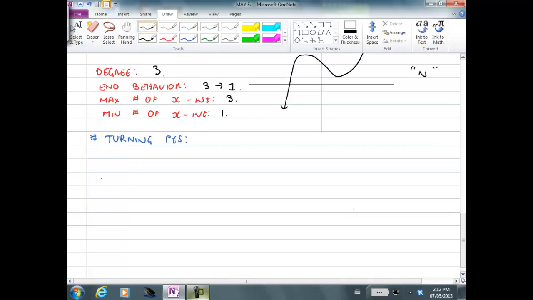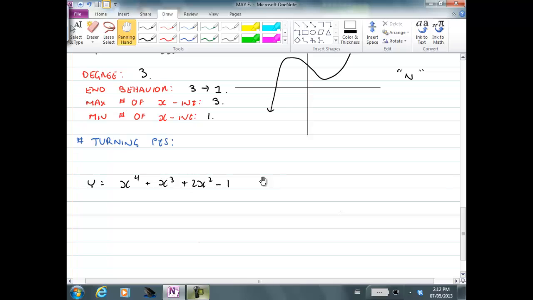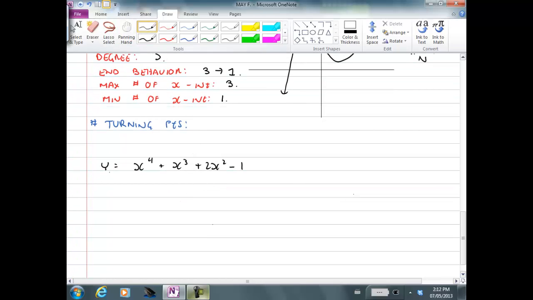Y equals x to the power 4 plus x cubed plus 2x squared minus 1. What shape is it going to be this time? Okay. I want you to go ahead, graph it on your TI-83 and tell me the shape. And then I'm going to ask you to answer all these questions. Degree, and let's see who can figure out the pattern.